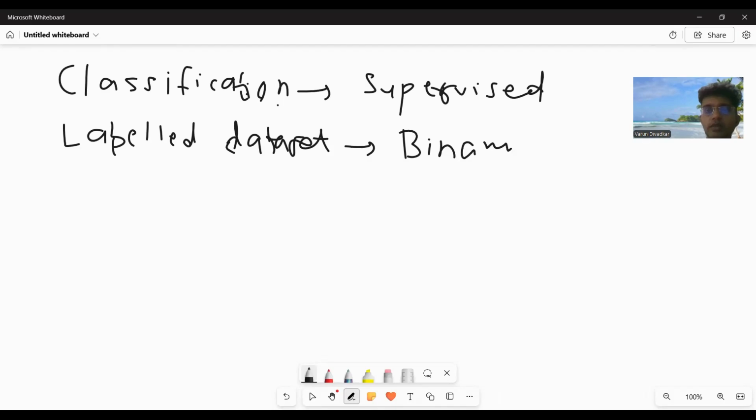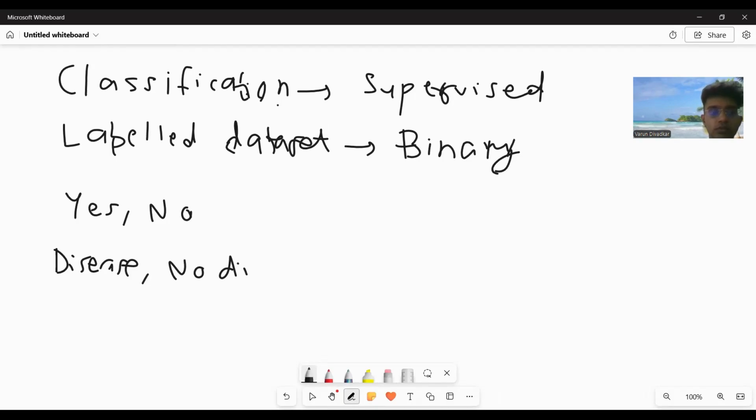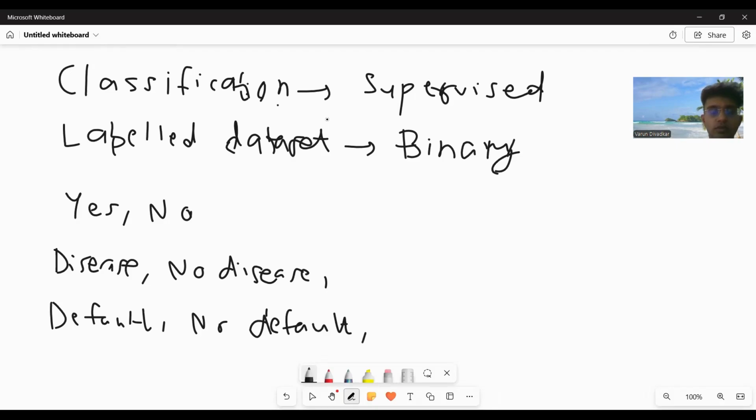So what is binary classification? Where the output is categorized in two classes. Either it's going to be a yes or a no. It's going to be, say, disease or no disease. It's going to be a default or a no default. Suppose you're talking of customer churn, there's going to be a churn or a no churn.